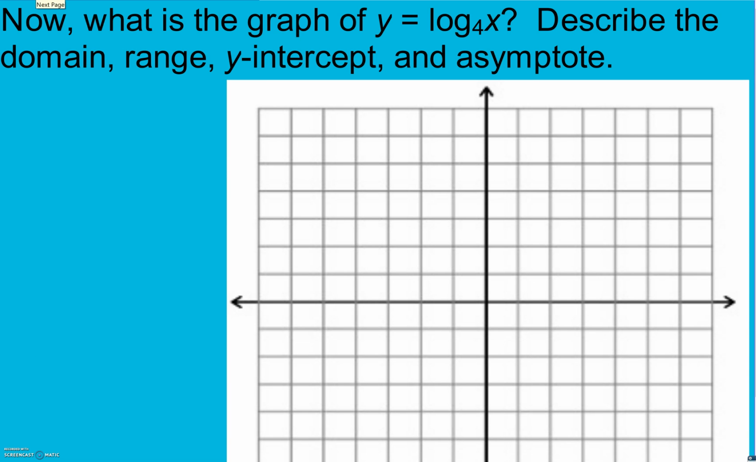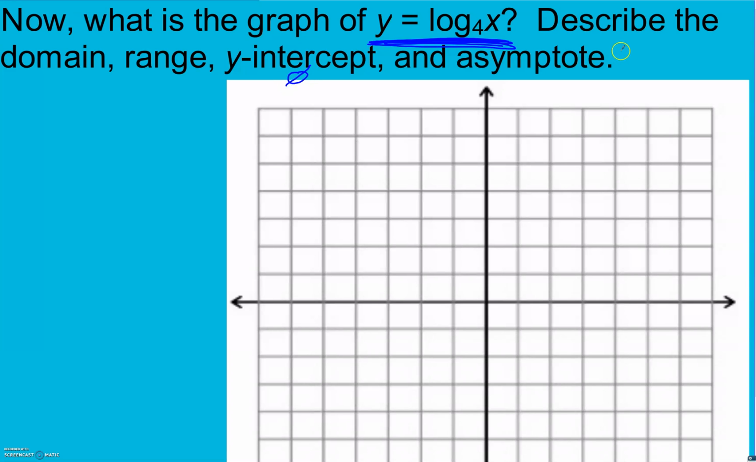What is the graph here? Describe the domain, range. I didn't say my y-intercept on the last slides explicitly, but we don't have one. It never crosses that y-axis, and the asymptote. So, a couple things we know right away. We know that this function right here, a logarithmic function, is not going to cross our y-intercept unless there's a transformation. Here there's not. So there's no y-intercept.